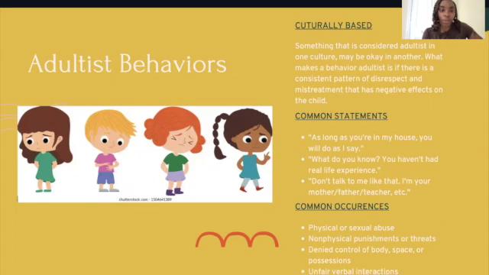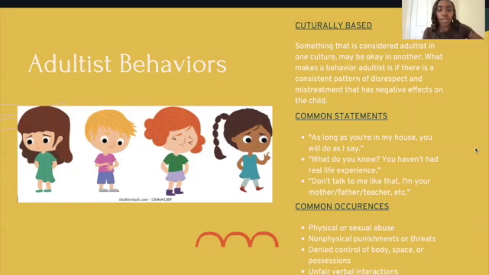As you've grown up, have you ever heard any of the following common adultist statements from adults in your life? As long as you're in my house, you will do as I say. What do you know? You haven't had any real life experience. Don't talk to me like that. I'm your insert adult figure. It's just a phase. You'll get over it. These statements serve as a way to ignore the real feelings and choices of young people simply because adults believe that they know more.